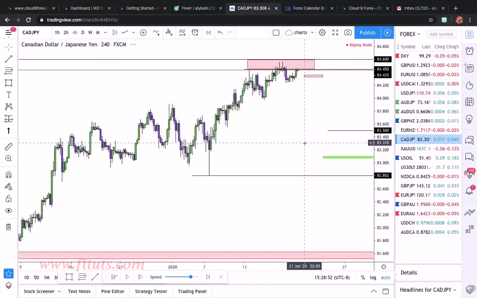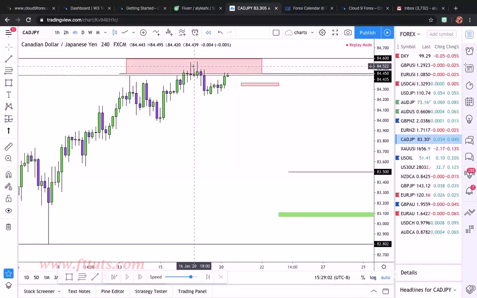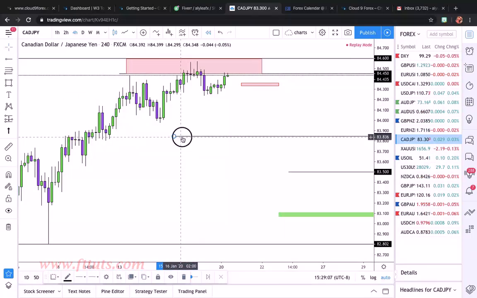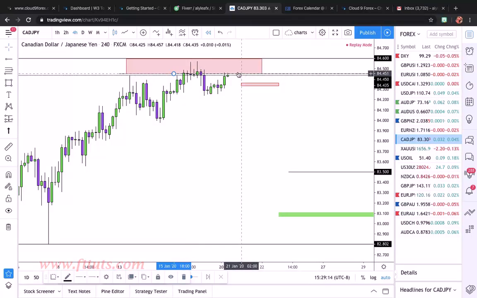So marking that up, we can see that price failed here, but then came up to this level. So it was around 84,450. So we want to take a horizontal ray and then place it there, and then edit the coordinates and go 84,450. Okay. So then price reached past 84,550, went up to about 84,564, and then it's kind of making like a head and shoulders pattern, and that's what we were looking for.